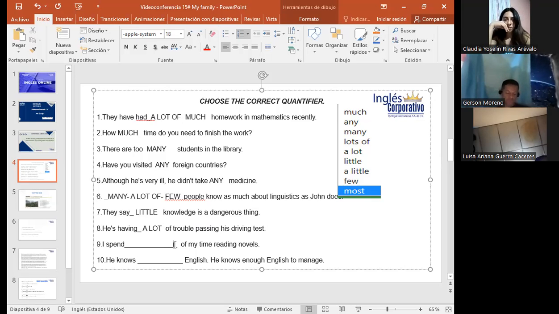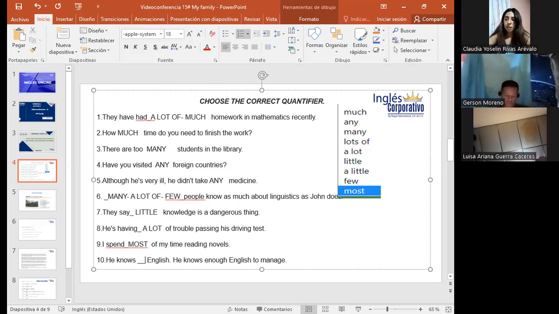And number nine, look at this. Much, I spend much of my time. Oh, a lot of. Most, okay. I spend most of my time reading, also combined with of. I spend most of my time reading. O sea que yo paso la mayoría de mi tiempo leyendo novelas. So that would be a good choice for this statement.